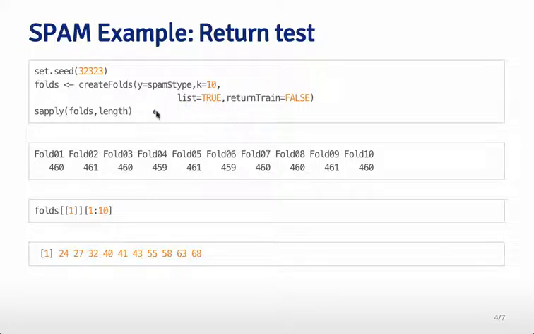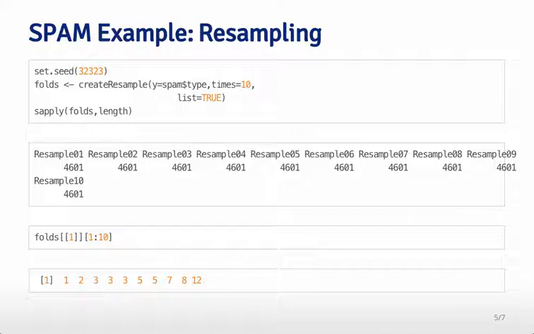So remember, I'm splitting the data set about 75-25 into training and test sets. And so what I can do is I can say returnTrain equals FALSE, and then what it'll do is it'll actually return just the test set samples. So here you can see that there's a much smaller number of samples in each fold, and that's because most of the samples are going to the training set. And again, you can look at, for fold 1, what are the samples that actually correspond to the testing set in that fold.